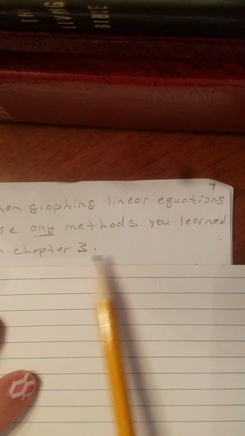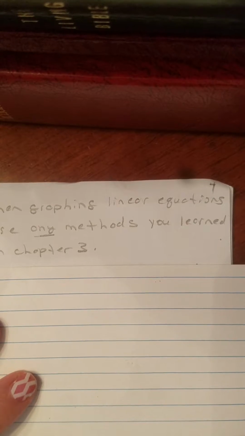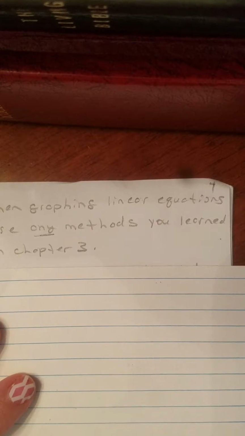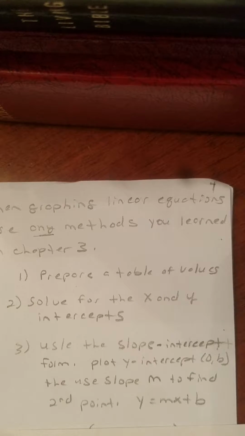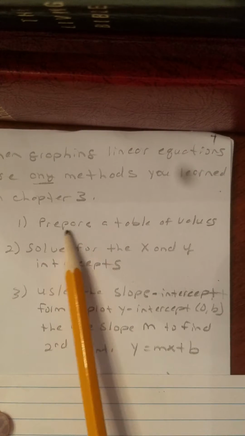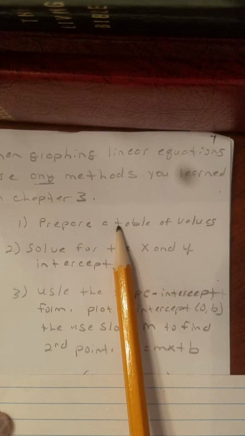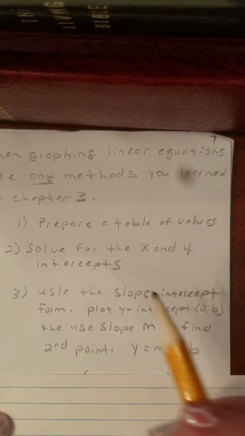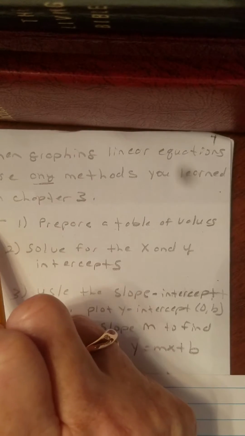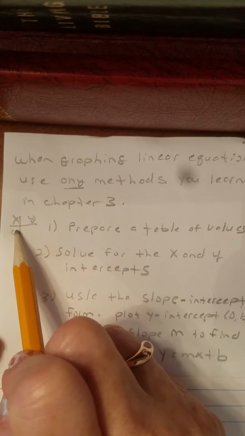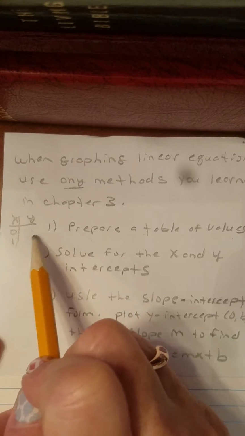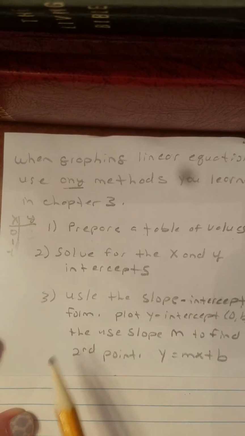So when graphing linear equations, you can use any method that you learned in Chapter 3. You just decide which method is the easiest or the best, depending on what you're given. So what are the 3 different ways that we have learned about graphing in Chapter 3? Well, we learned you can prepare a table of values. In other words, just pick a value for x and find out what y is. You remember doing that: if x is 0, what is y? When x is 1, what is y? That's one way.